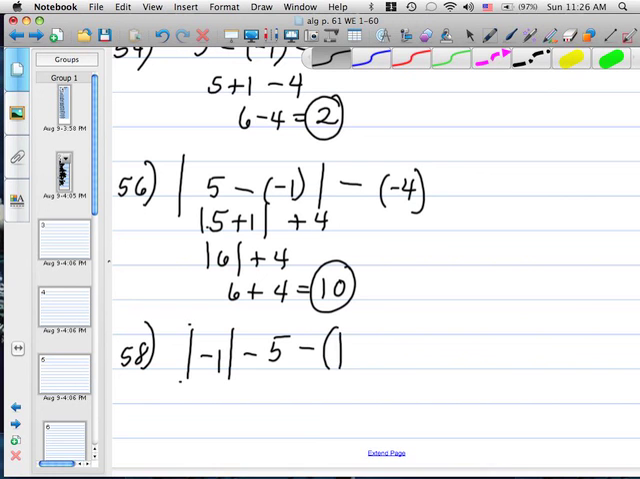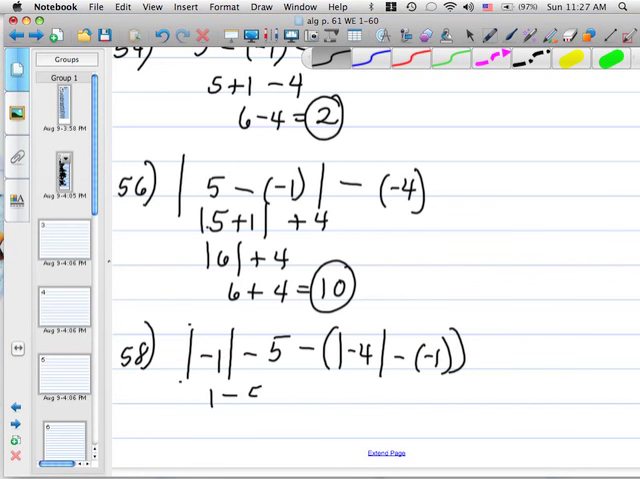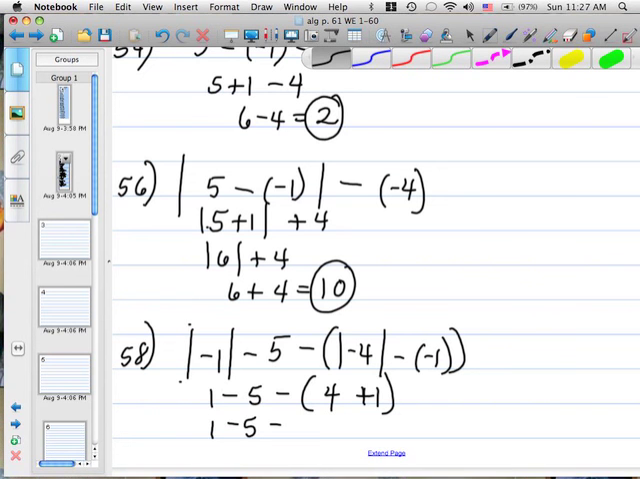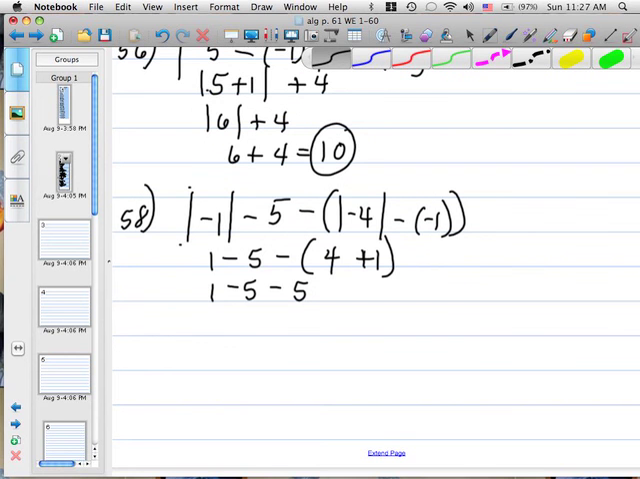56, the absolute value of B, 5, minus C, which is negative 1, minus A, which is negative 4. So working out inside, I have the absolute value of 5 plus 1. This becomes minus the negative 4, becomes plus 4. The absolute value of 6 plus 4. So that would be 6 plus 4, which is 10.